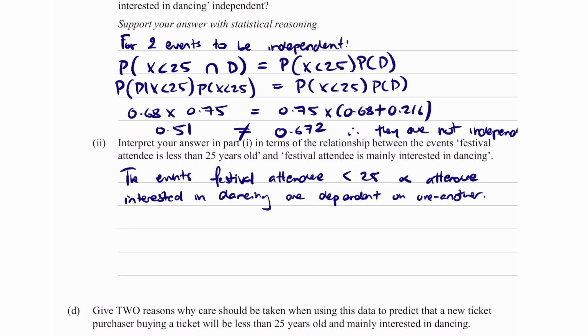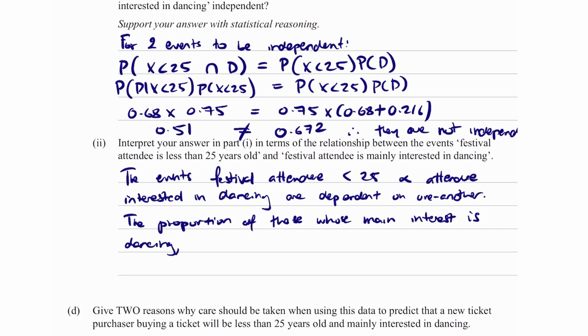It means that the proportion of those whose main interest is dancing at the festival actually depends on if you're less than 25 or greater than or equal to 25. Depends on age. So x less than 25 or x greater than or equal to 25. Alright?